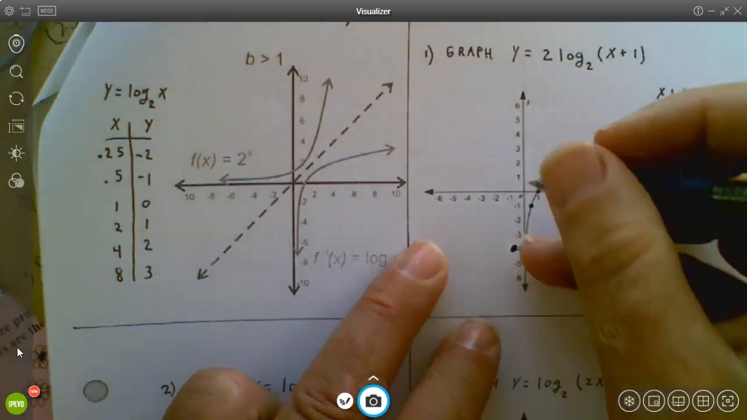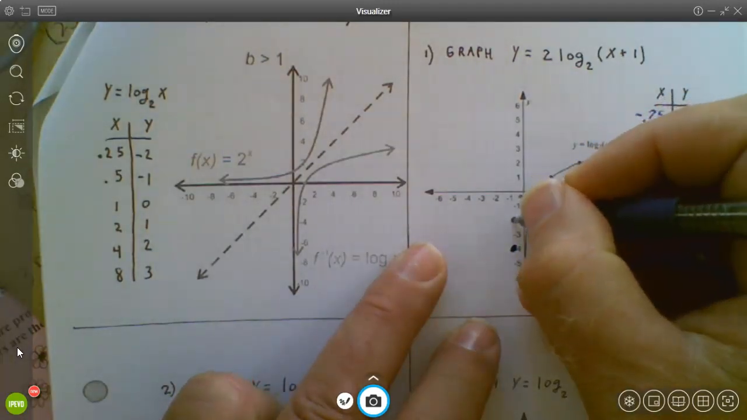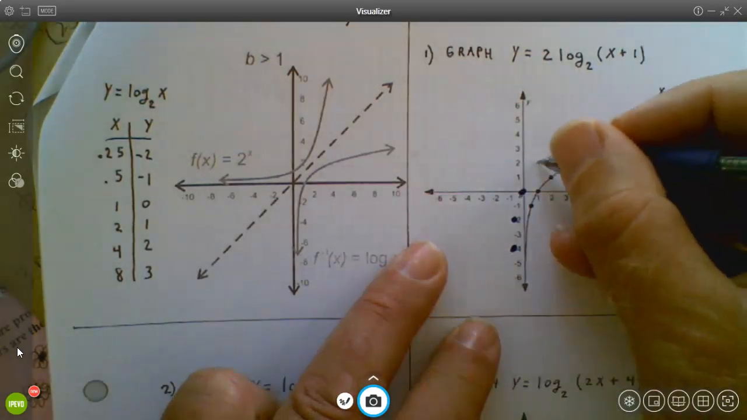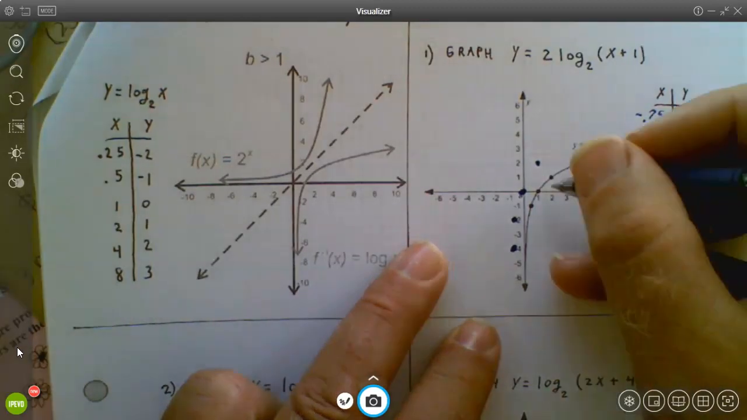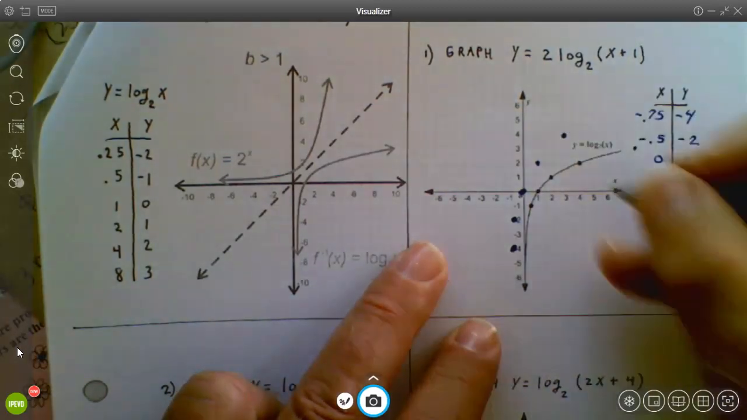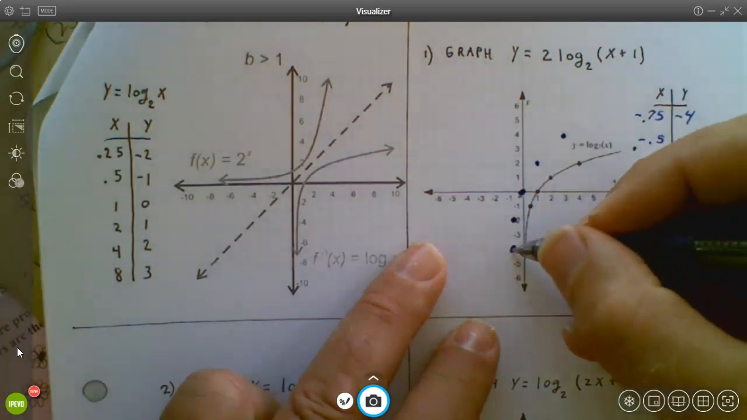Let's see, negative 1/2, negative 2, 0, 0, 1, 2, 3, 4, 7, 6. So it's going to be a little off my grid, so I'm just going to do this.